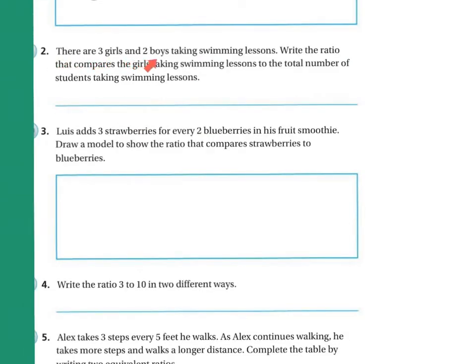There are 3 girls and 2 boys taking swim lessons. Write a ratio that compares the girls taking swim lessons to the total number of students taking swim lessons. So there are 3 girls to 2 boys, so I can write my ratio like this, or I could write 3 to 2.